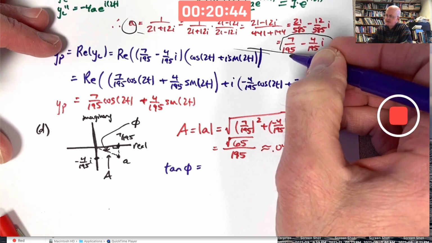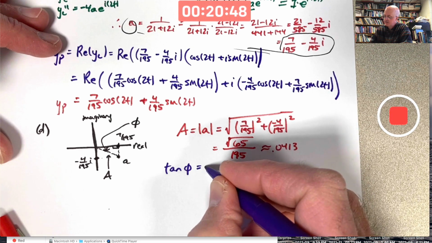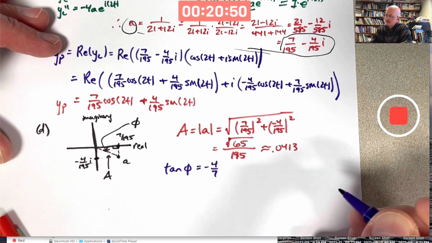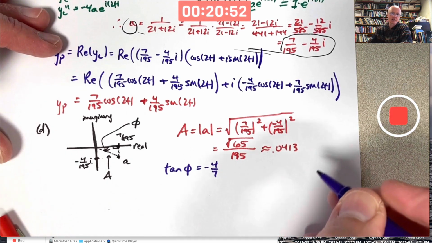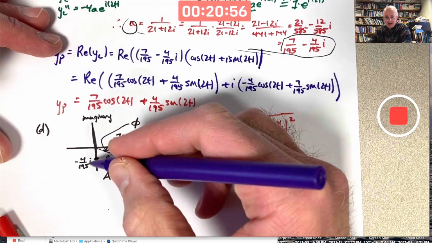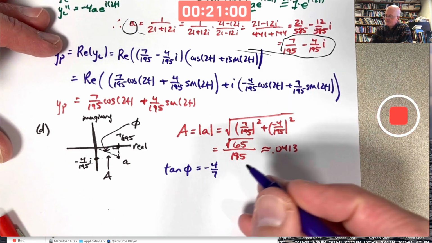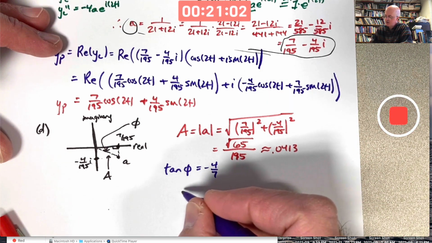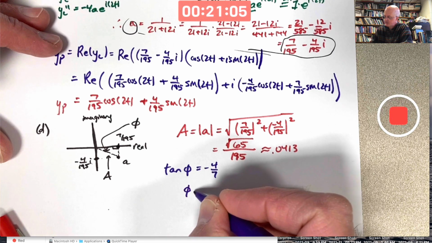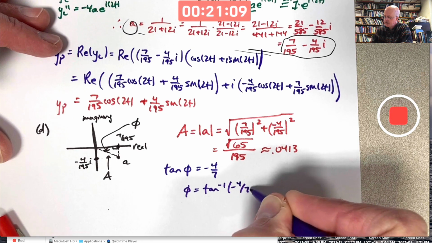And when you divide this by this, the 195s cancel, and I get -4/7. As long as the real part is non-zero, as long as you're not on the imaginary axis. If you're on the imaginary axis, then you just look at the picture to see what the angle is. This is going to be something we can solve for phi in terms of the inverse tangent function, inverse tangent of -4/7. You do need to be careful sometimes.